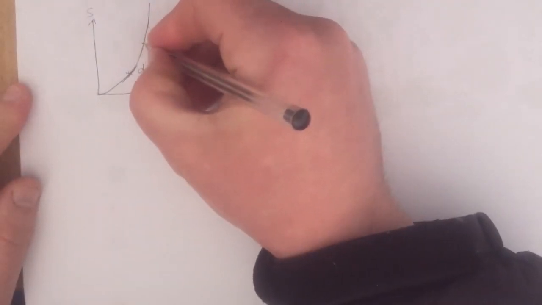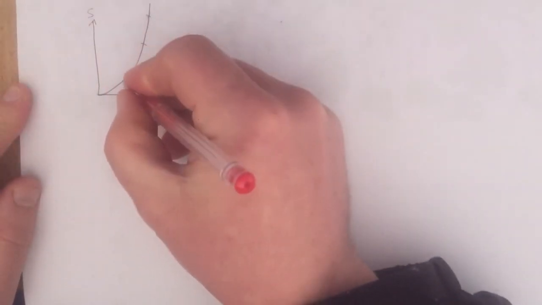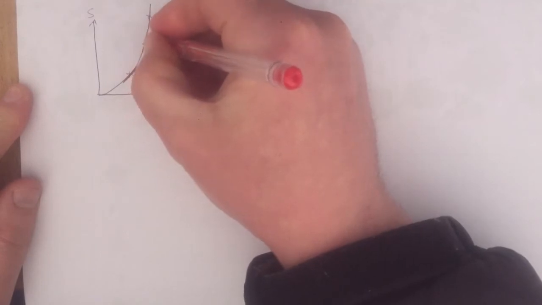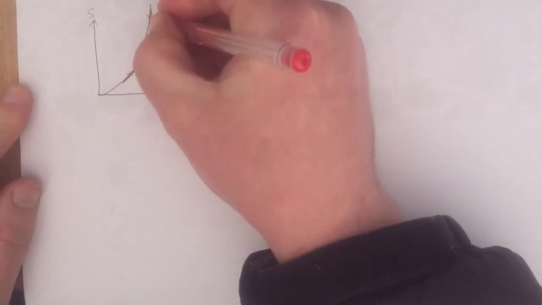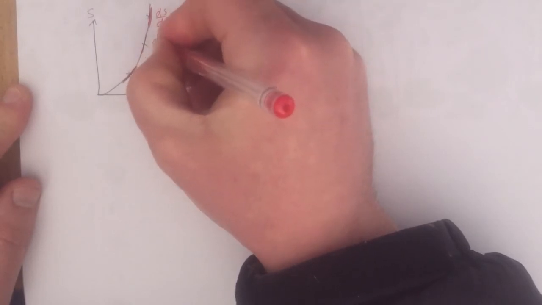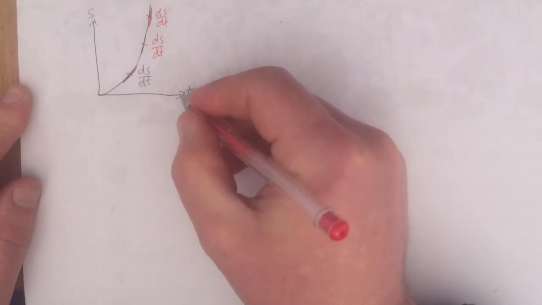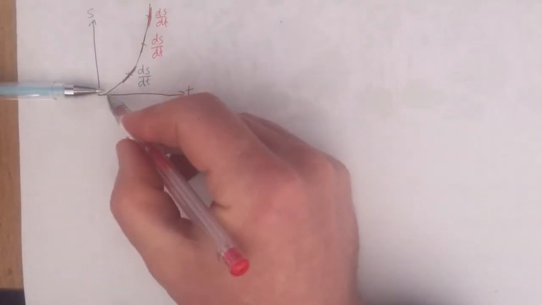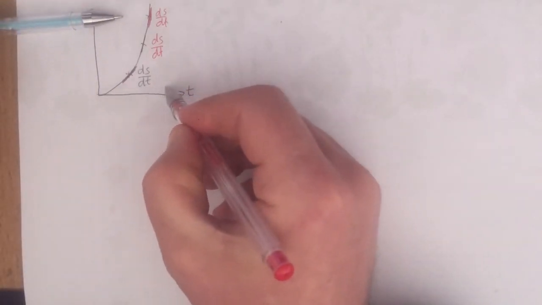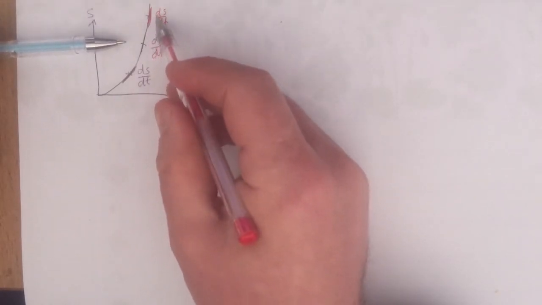If we look at the gradient at different points in this graph, what we can see is that the gradient is definitely increasing. Or to put another way, ds by dt is definitely increasing as we move along the time axis. So as we move along in this way, ds by dt is getting bigger. The gradient is getting steeper, the gradient is getting a larger number.